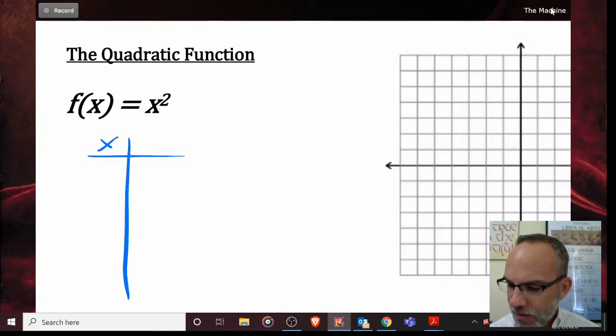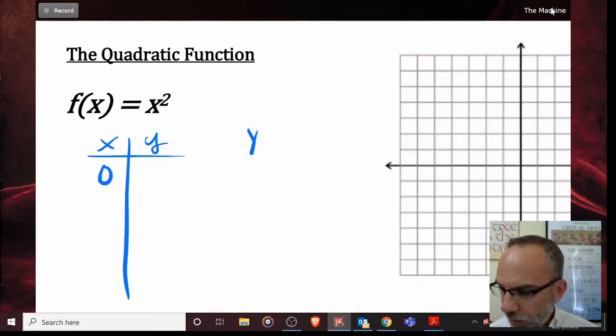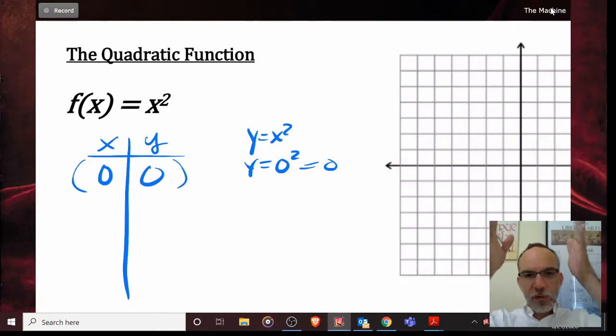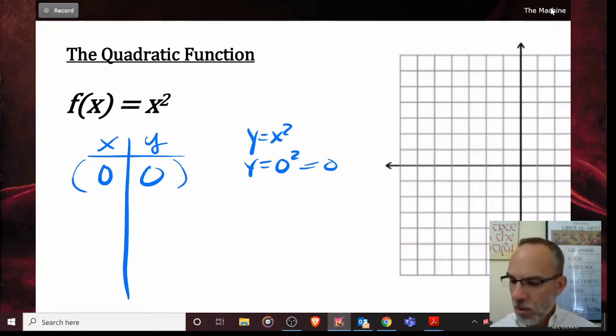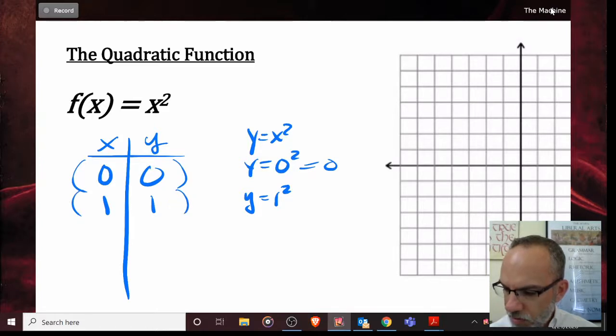So this will be x and this will be y. And of course, the easiest thing to do is to pick 0. So when x is 0, what's y? Well, y, remember, is equal to x squared. So in this case, y is equal to 0 squared. That's 0. So 0, 0 is a point. I'm doing them in a table vertically because I want you to see the x and y values side by side, because then they correspond nice and neat to some points, and you can just go plot them. Okay. How about when x is 1? Well, what is y? y is equal to 1 squared. That's also 1. How about 2? y is equal to 2 squared. That's 4.